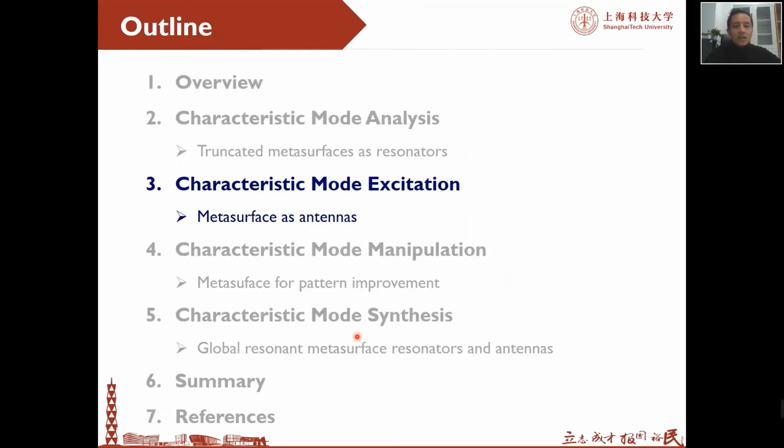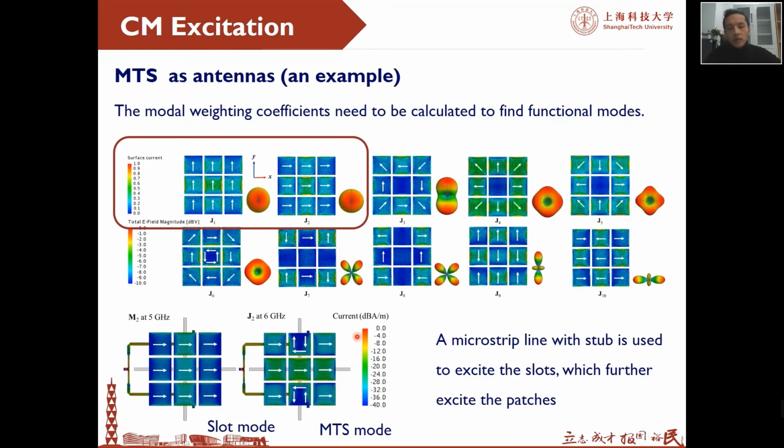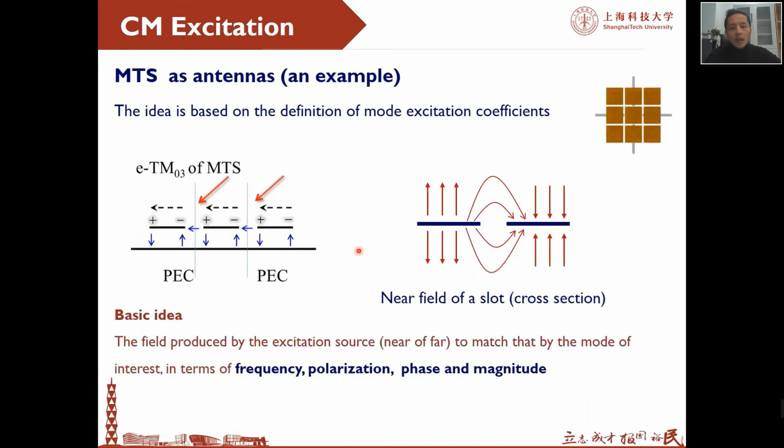So the next is that we are going to consider how to excite them, because we have so many modes, but we may not want all of them to be excited. Let's say we want to excite the first modes of broadside radiation for dual polarized application, and we can also excite the slot mode so that we can combine them for broadband applications.